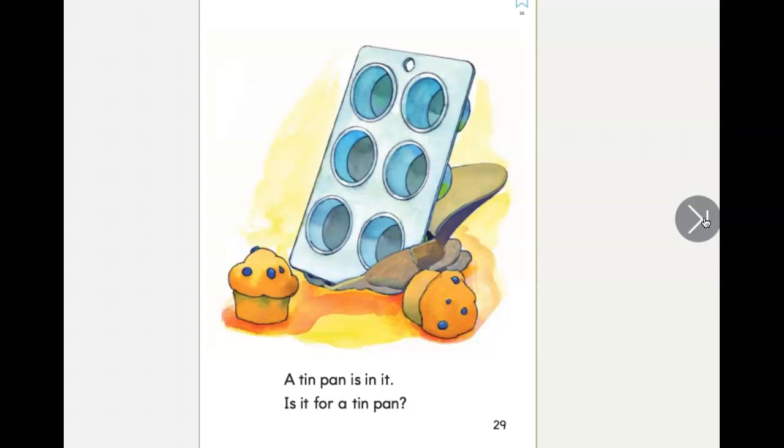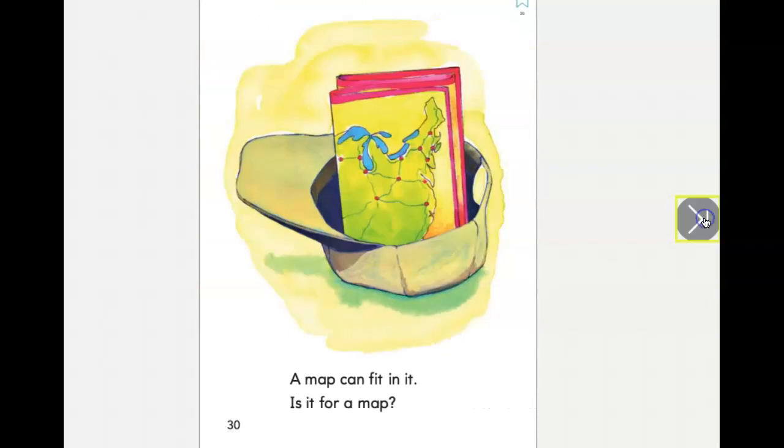Now say it with me. A tin pan is in it. Is it for a tin pan? A map can fit in it. Is it for a map? A map can fit in it. Is it for a map?